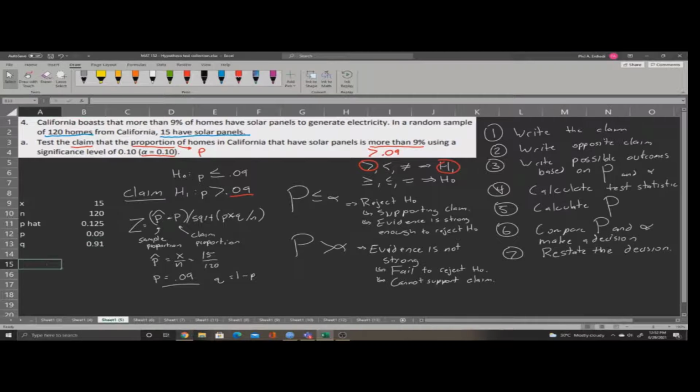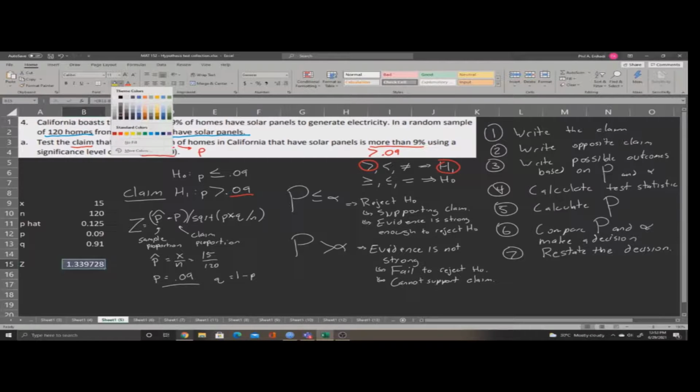Based on all this, we can now calculate the test statistic z. Put parentheses, p hat, subtract p. Close the parentheses and divide by the square root of p multiplied by q, divided by n. With all 5 numbers in place, we press enter, and we get our test statistic. That takes care of step 4. We'll paint that cell gold, and move to step 5.